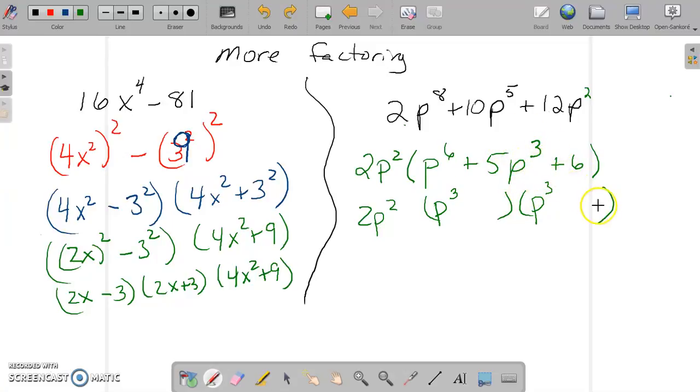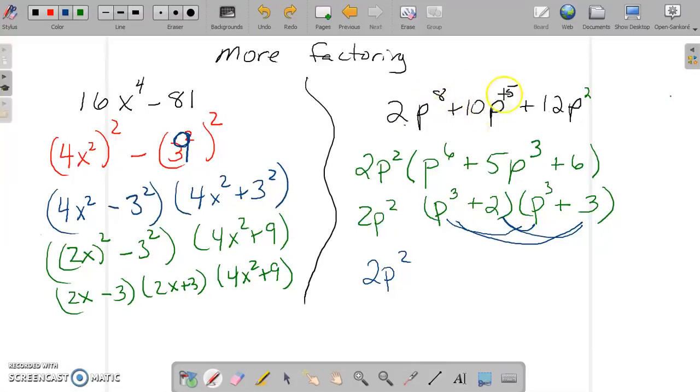So let's see, 6 and 1 isn't going to work. How about 3 and 2? We're going to look at 3 and 2, and they would both have to be plus. So notice that if you were to multiply this out, you would have p to the 3rd times p to the 3rd gives you p to the 6th. 2p cubed is the inner terms. 3p cubed is the outer terms. That's going to add up to 5p cubed. And then 2 times 3 is 6.